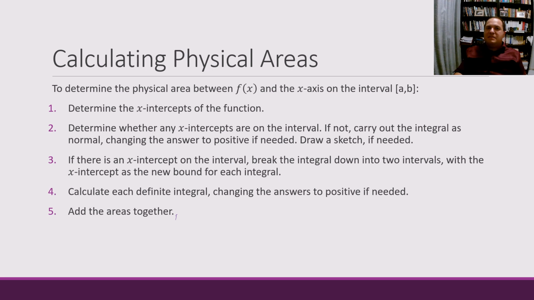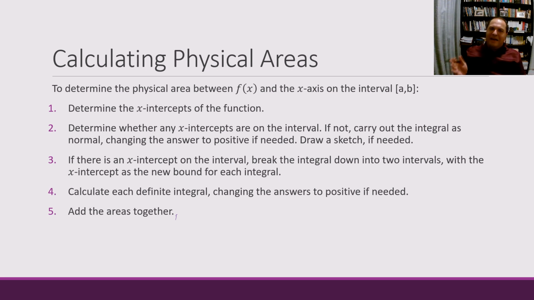Because if there are some x-intercepts there, that indicates we may have some positive areas above the x-axis and some negative areas below, which we don't want to cancel out if we're working out the physical actual area. So we need to know what those intercepts are. If any of the intercepts are on the interval, then we need to change our approach slightly when doing our integration. If there's no intercepts on the interval, that's fine. Just calculate your integral. If it's a negative number, change it to positive. If it's positive, hunky-dory.